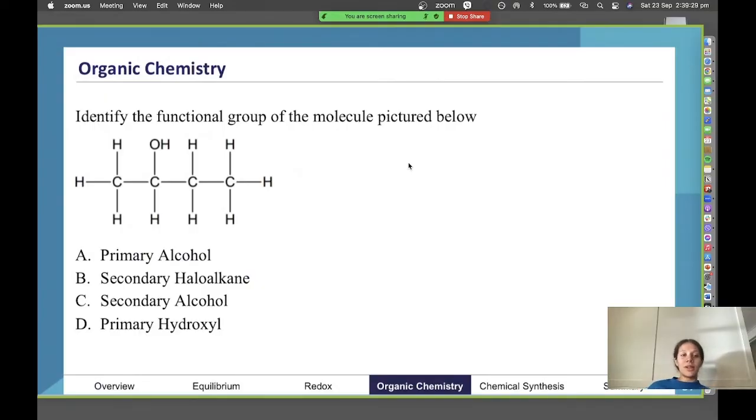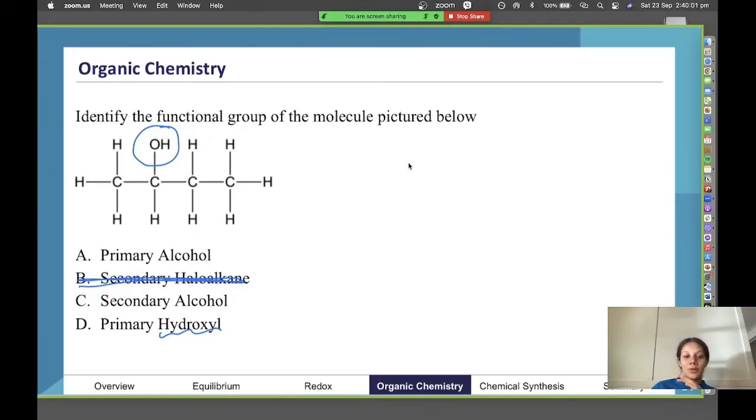Now here we want to identify the functional group of the molecule. Now our functional group is this hydroxyl group here. That's what's our kind of special thing about this molecule. And then we want to think about the actual, is it a primary or a secondary? So we can kind of exclude that. And then we want to think about, is this primary? And this is technically a hydroxyl group, so we can maybe not cross out that option just yet. But let's figure out if it's primary or secondary.